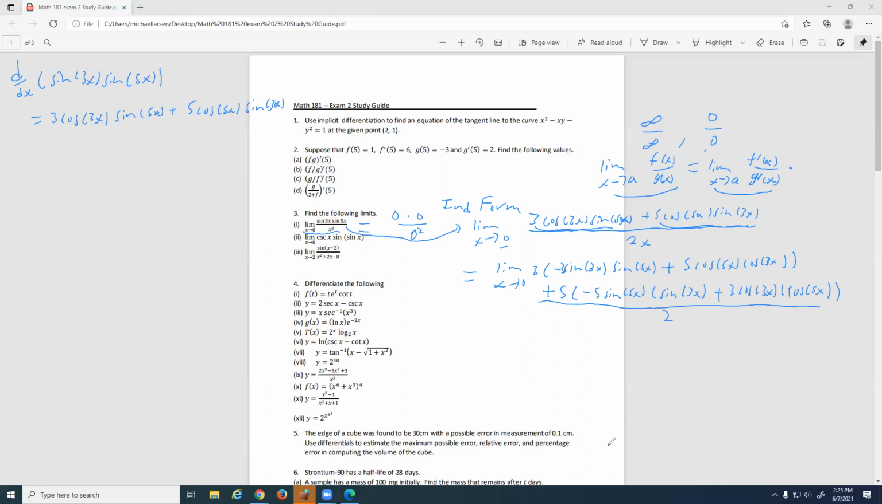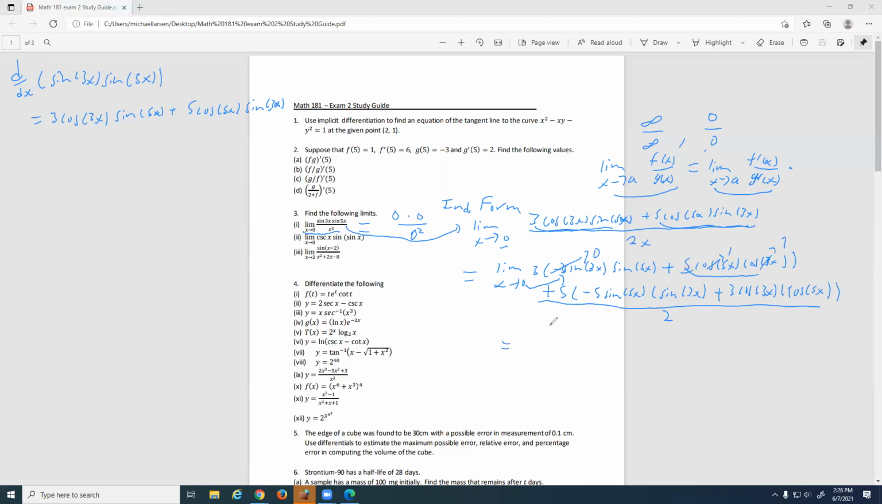Because now we know that we can actually plug in because our denominator is going to be non-zero, just a constant 2. All right, so now plugging in 0 into this first term, the sine of 3 times 0 is just going to be 0. So this first term goes to 0. And the second term, the 5 times cosine 5x times cosine 3x, the cosine of 5 times 0, or the cosine of 0, is going to be 1. So this is going to be 1, and this is also going to be 1. So we'll just be left with 5 here.